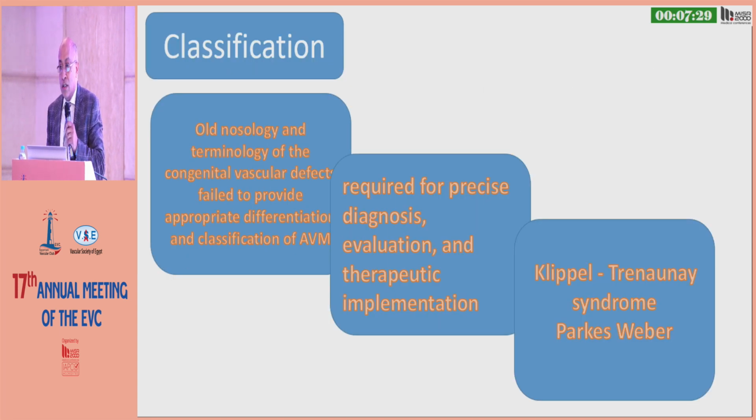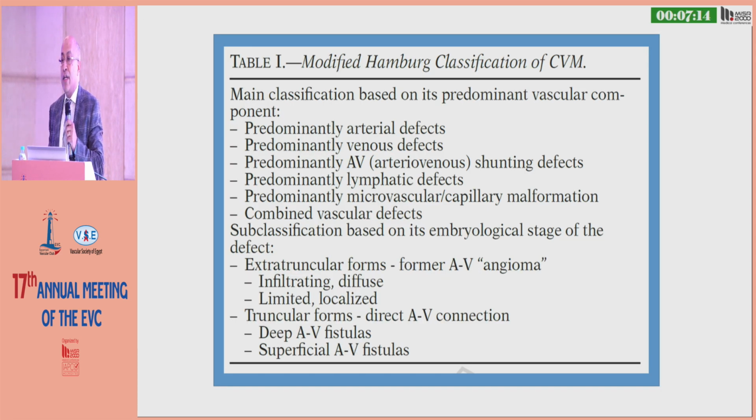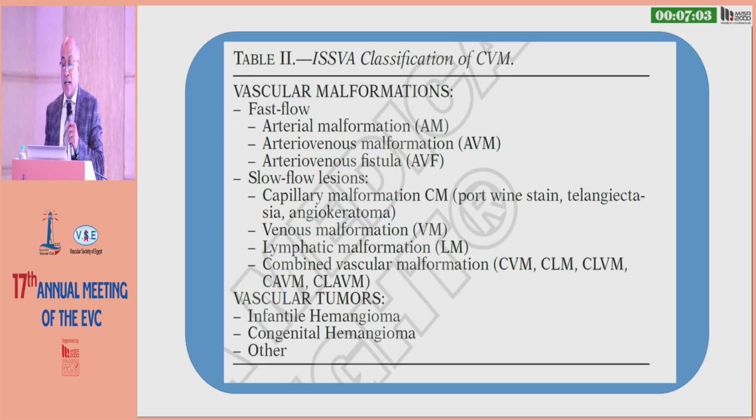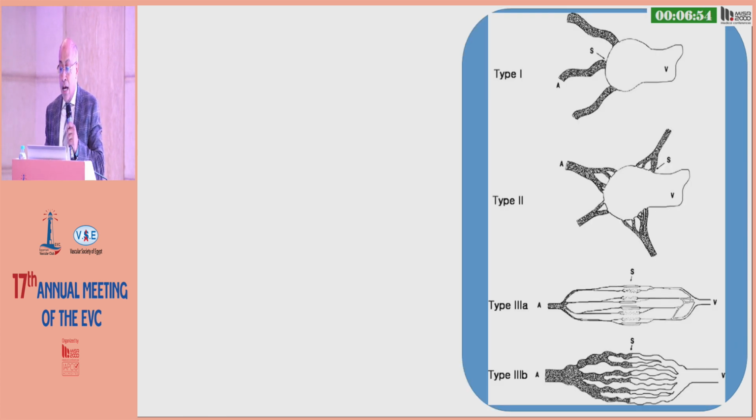So, in all the nosology, we failed to have a better classification in order to make a precise diagnosis, evaluation, and implementation of therapy, like the old terms we used to use, like the Klippel-Trenaunay and Parkes-Weber syndrome. So we have many other classifications, like the Hamburg classification, which demanded the predominant lesion, whether it is infiltrating or limited, localized, superficial, or deep, and the ISSVA classification counting the vascular malformations and the vascular tumors, making a high flow and low flow, and lastly, the Yakes classification. All the other classifications failed to implement a kind of therapy.